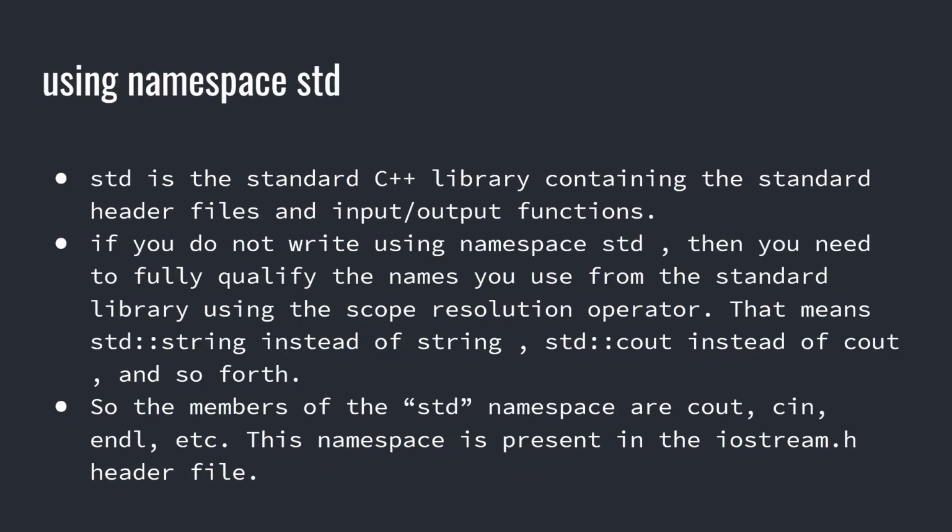Next, using namespace std. std is the standard C++ library containing the standard header files and input-output functions. If you do not write using namespace std, then you need to fully qualify the names you use from the standard library using the scope resolution operator. That means std::string instead of string, std::cout instead of cout, and so forth. So the members of the std namespace are cout, cin, endl, etc. This namespace is present in the iostream.h header file.